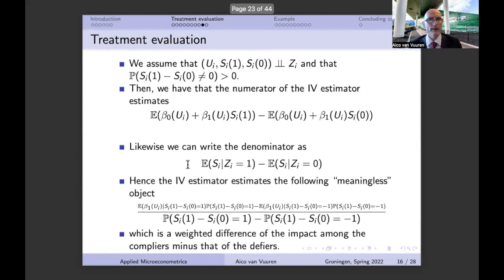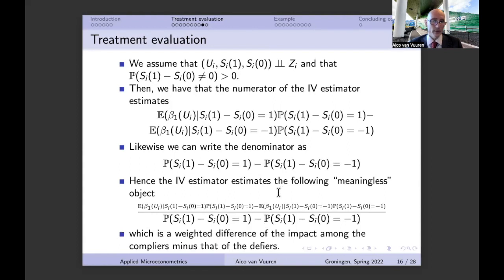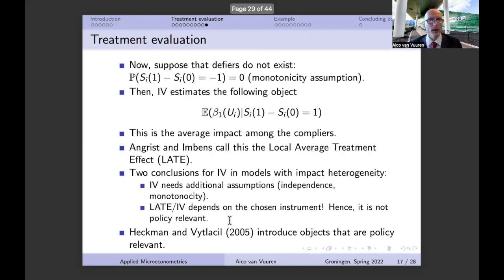Well, if there are no defiers, then we can actually rewrite this equation that we have over here. What we should realize then is that, first of all, these two probabilities are going to be equal to 0. That means, of course, that this whole thing we have over here is going to drop out. But also these two things are going to drop out, and that implies that IV simply is now going to estimate this thing that is over here. And what is that? Well, that's nothing else than the average impact among the compliers. Well, Angrist and Imbens call this the local average treatment effect.